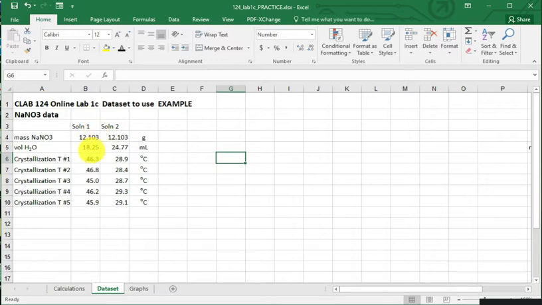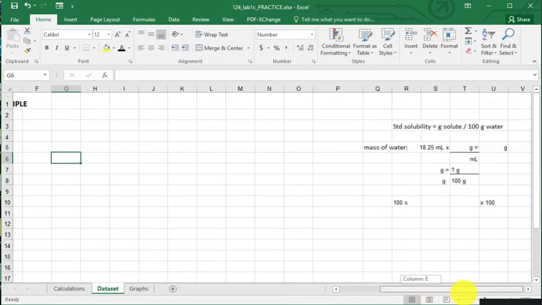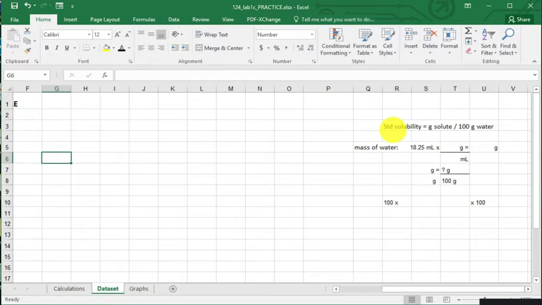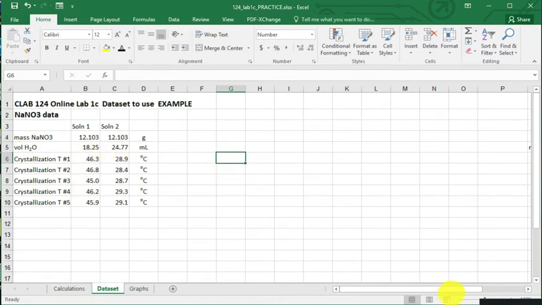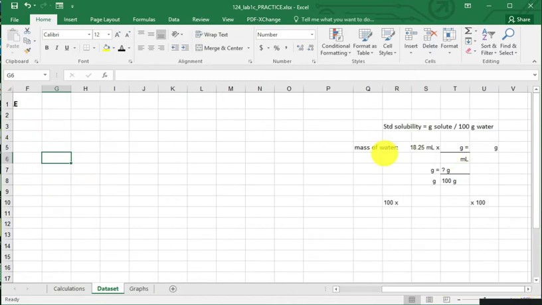Let's talk about the standard solubility first. Okay, so I'm going to move over here to this side. Standard solubility is defined as the grams of solute per 100 grams of water. Note that we have volume, right? We have milliliters of water. So I need to first convert that to grams, although it turns out to be pretty easy. The conversion between volume and mass is the density. So I go look up the density of water, and it turns out that it's 1.0 grams per milliliter. So I'm going to take 18.25 milliliters and multiply it by 1, and I get 18.25.